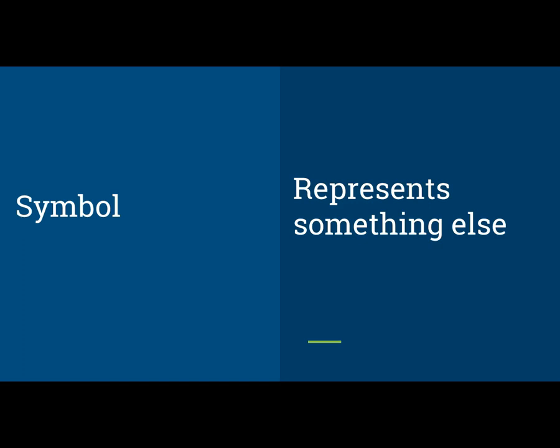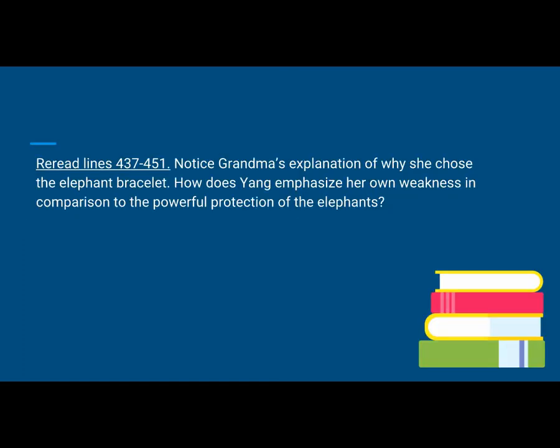A symbol is an object that stands for something beyond itself. The bracelet Grandma gives Yang becomes a symbol of the protection and healing that Grandma has not been able to provide. Reread lines 437 to 451. Notice Grandma's explanation of why she chose the elephant bracelet. How does Yang emphasize her own weakness in comparison to the powerful protection of the elephants? Pause while you think.